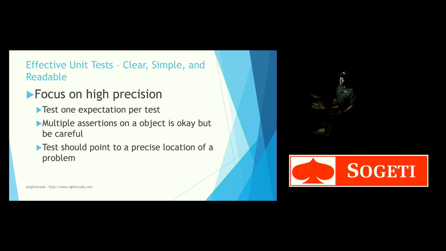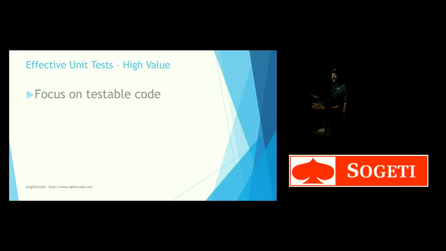Tests should point to the precise location of the problem, right? We don't want to have to go searching, okay, this test failed, now we have to spend hours trying to figure out what caused it to fail. It should take you right there. So high value: we want to focus on testable code.